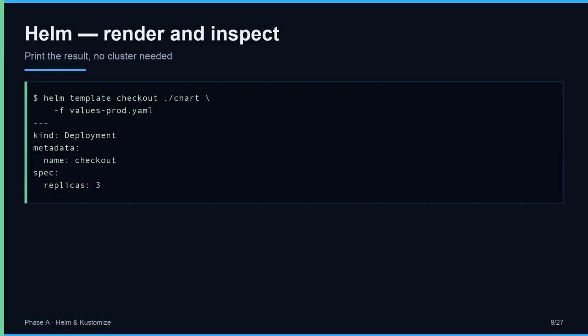To see the result without touching a cluster, you run Helm template. You point it at the chart, and you pass 1 or more values files. It prints the finished YAML to your terminal. That is the whole render step: fast, local, no permissions needed. You read it, you compare it against another environment, and only then do you apply it for real.